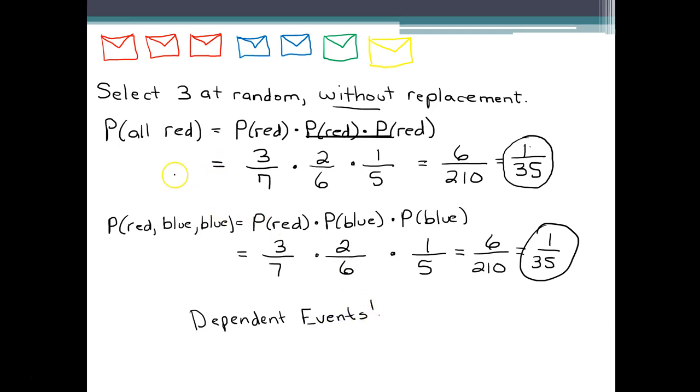Up here, the probability of all red and red and red is dependent events, because probability of getting a red on that second envelope was affected by the fact that you had drawn a red on the first envelope. Probability of getting a red on the third envelope was affected. That probability, the numbers depended on what happened in these first two draws. The fact that you have two reds now. Same thing down here with red, blue, and blue.